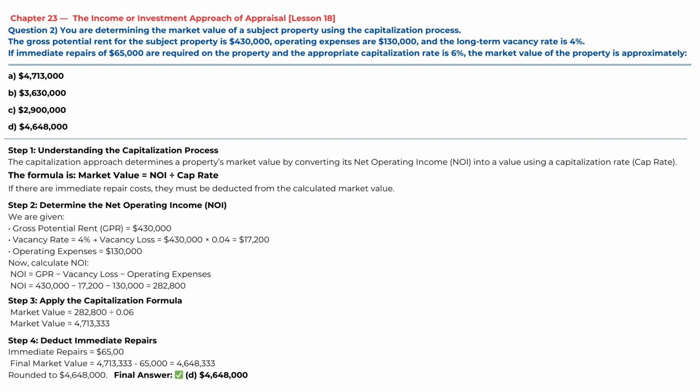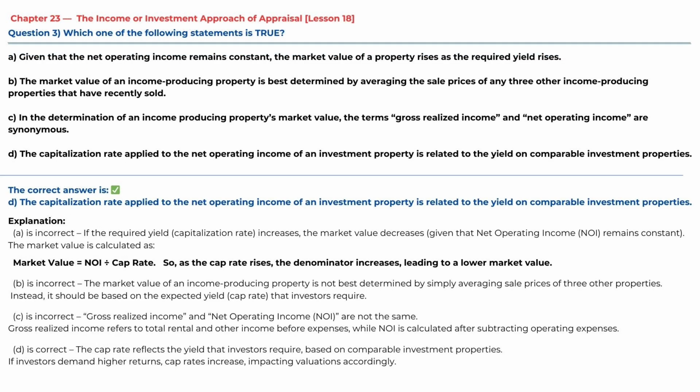Market value equals $4,713,333. Step 4. Deduct immediate repairs. Immediate repairs equals $65,000. Final market value equals $4,713,333 minus $65,000 equals $4,648,333. Rounded to $4,648,000. Final answer, D. $4,648,000. Question 3. Which one of the following statements is true?